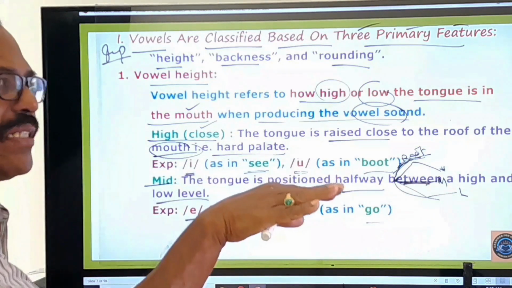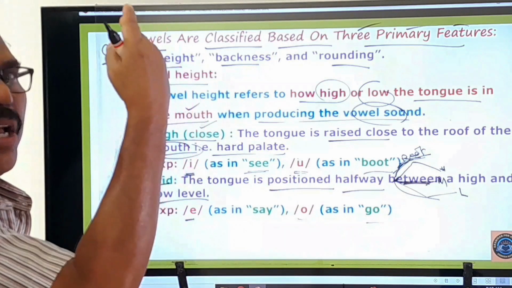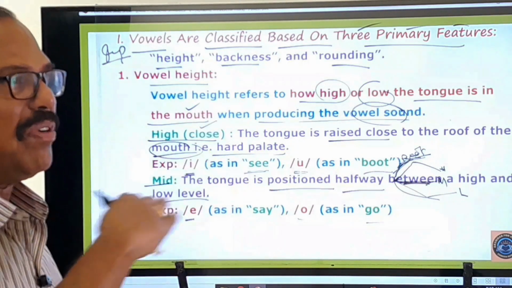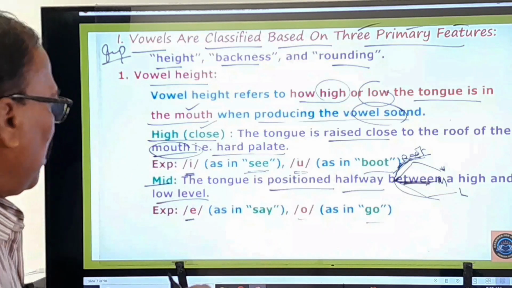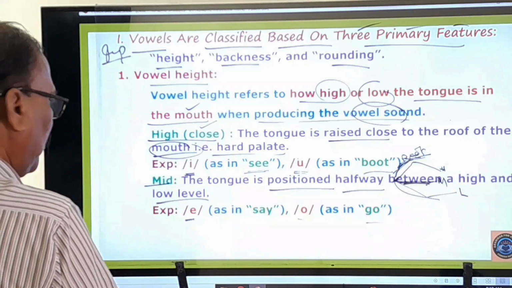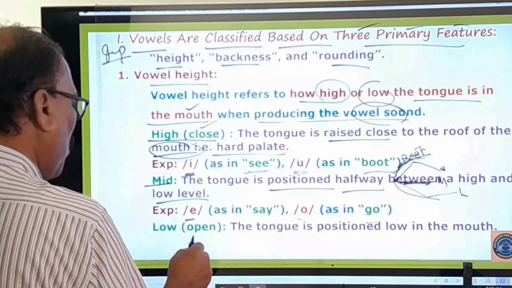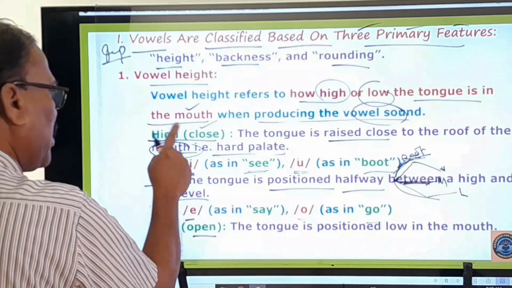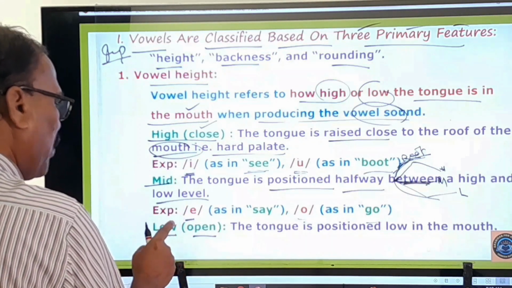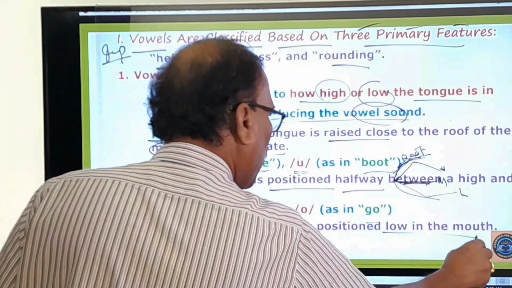The tongue remains in the mid position, neither to the high position nor to the low position. It will remain flat in the mid position. So that's why it's called mid. So low means open. You can also call it open. High means close, low means open. So low position, the tongue is positioned low in the mouth.